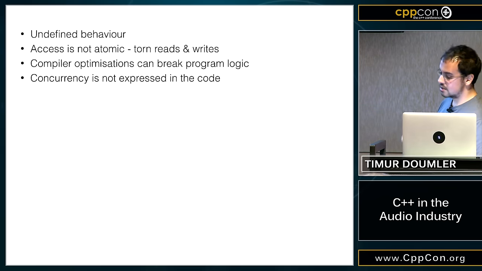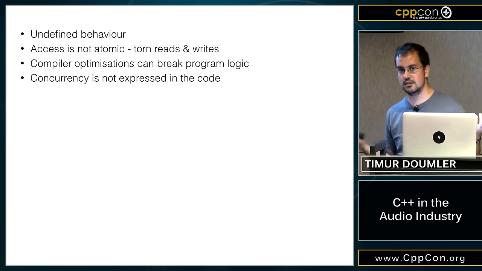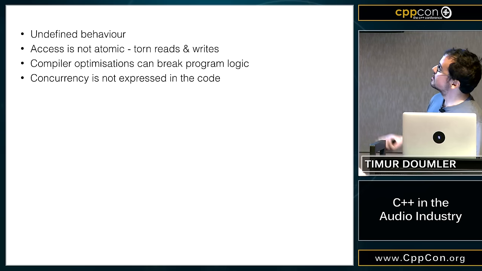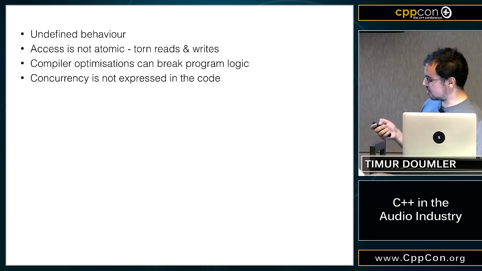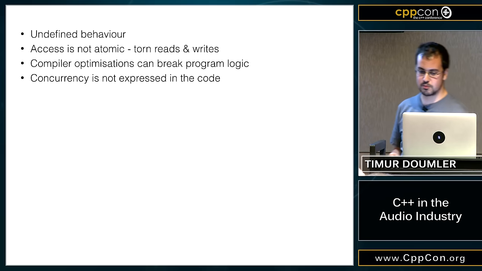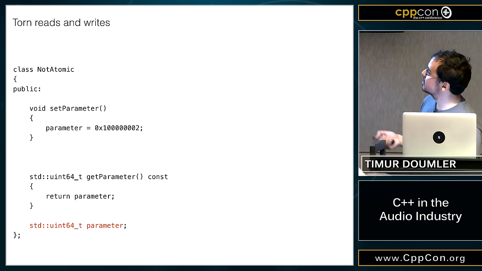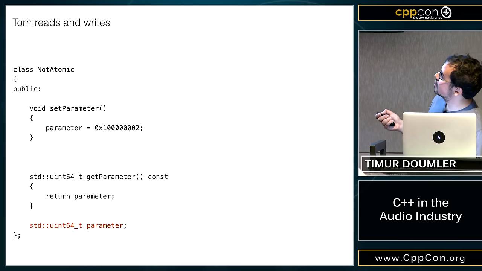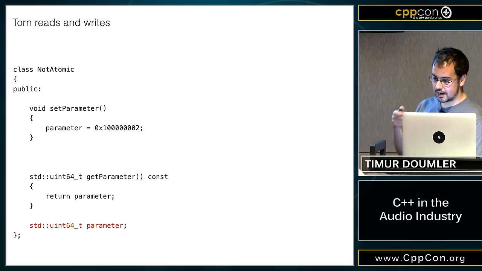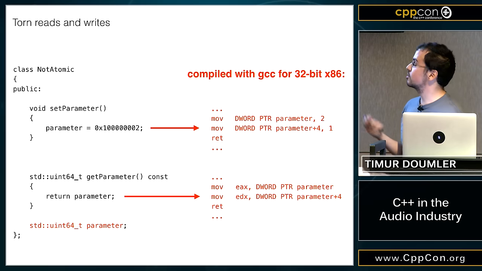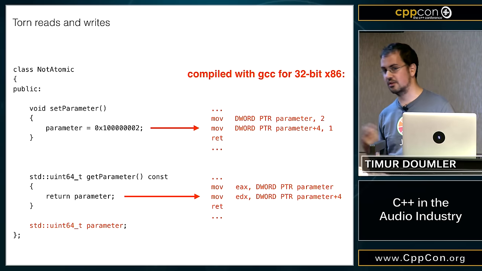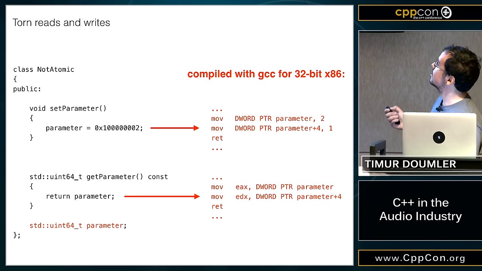And then also, if you just use plain float, the concurrency is not expressed in any way in your code. And the fact that X is not atomic is, even for fundamental types, more surprising than some people think. For example, if you have not a float, but a 64-bit integer, which is a fundamental type, and you just set this to some value in one thread and read it from another thread, and you compile that with GCC for 32-bit, which is an actual use case, because if you do audio plugins, you want to compile them at 32-bit, because many hosts just understand 32-bit plugins. And if you compile that, then that's the assembler output you get.